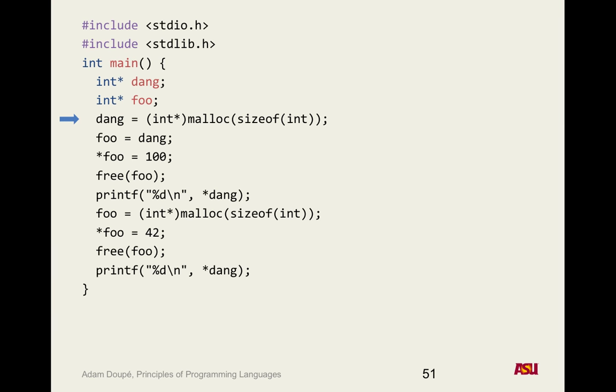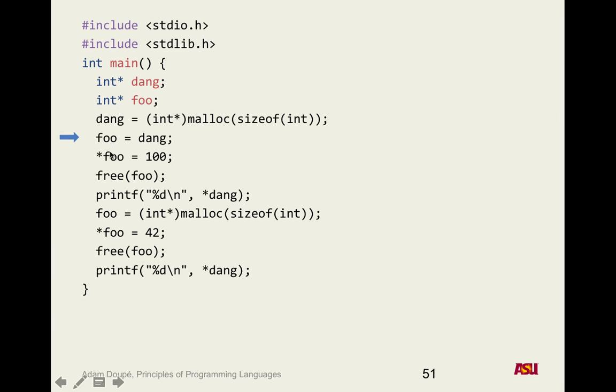And then we're going to malloc. So what kind of allocation is this? Heap allocation? Yeah, so we're explicitly allocating an object. We're mallocing an integer. We're saying give us an integer, so it creates a location. It assigns the address of that location into the value of dang. Then we say foo equals dang.